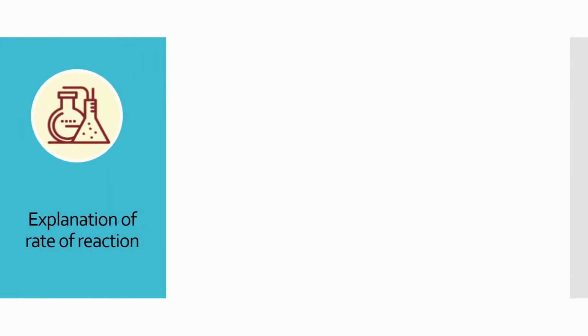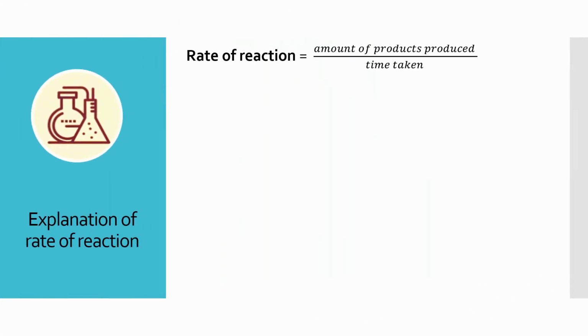Rate of reaction equals the amount of product produced divided by time taken. We can define this one alternative way: rate of reaction equals the amount of reactant used divided by time taken. I want to give one example here.